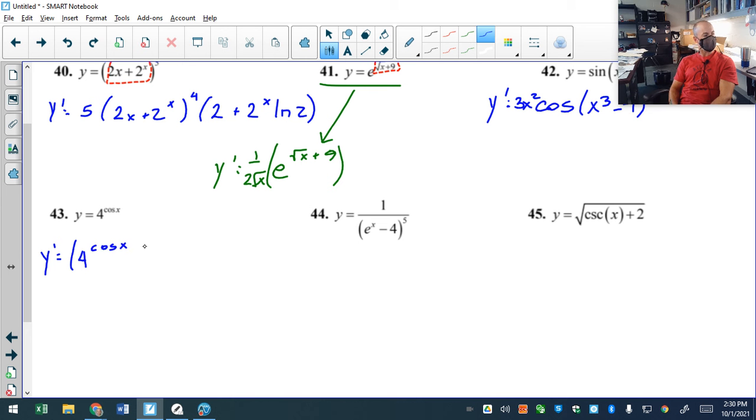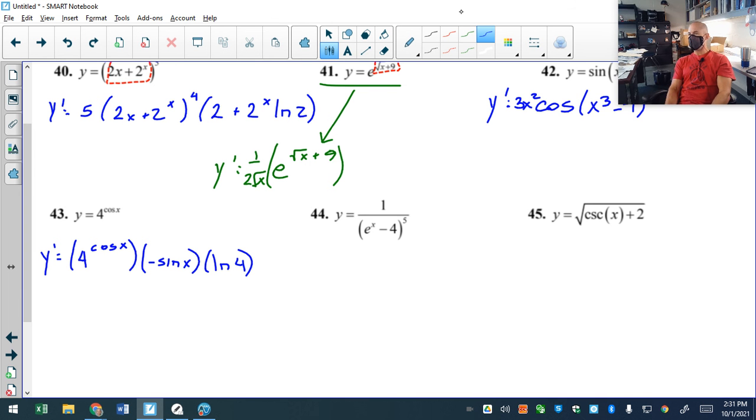Yep, 4 to the cosine x times the derivative of the exponent, which is negative sine x, times the natural log of 4. And you definitely need parentheses there around the negative sine x, because without the parentheses around the negative sine x, it's going to look like 4 to the cosine x minus sine x. The parentheses make it clear that we're multiplying.